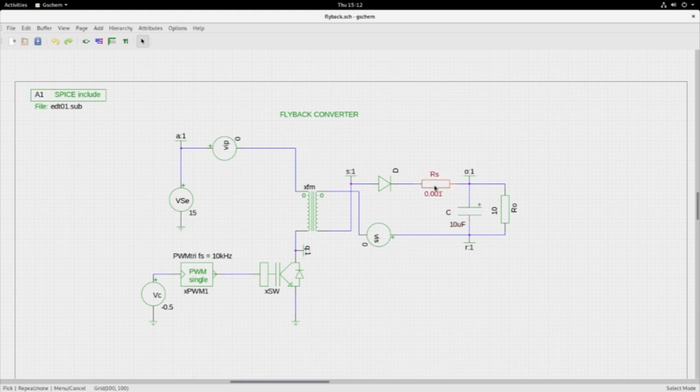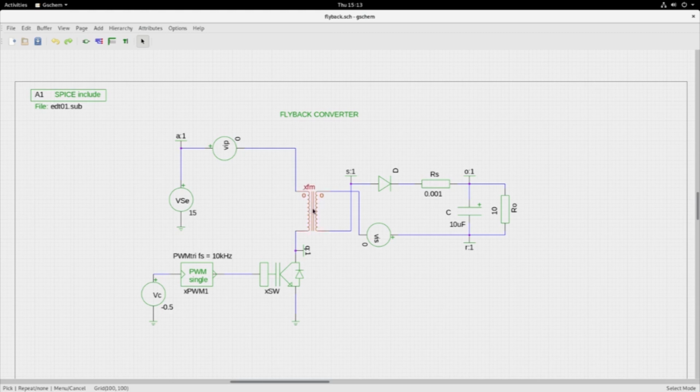I have placed here a small resistance in series, very small value 0.001 ohm, to represent the winding resistances. See, normally in simulation the winding is considered ideal, and when you connect them directly across the capacitance, there can be numerical stability problems during simulation. Therefore, it is a good practice to decouple the capacitor and other sources by putting a very small resistance like this. This will help in numerical convergence when the simulation runs. So this is the flyback circuit.